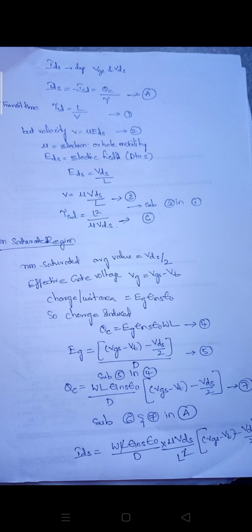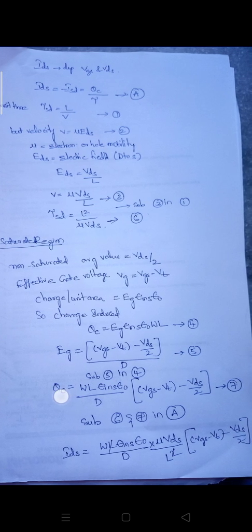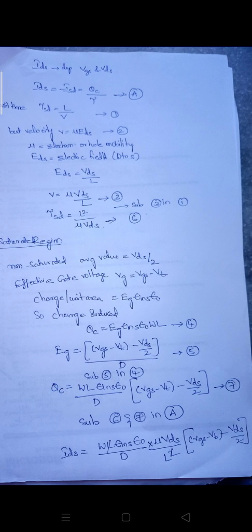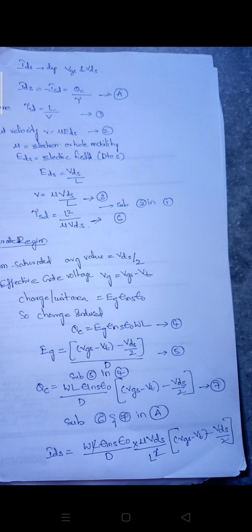That is, we are deriving the relation of current and voltage, IDS versus VDS. IDS is equal to QC by tau. We already got the QC equation here, and we have the tau relation, the sixth equation, tau is equal to L square by mu VDS. I am substituting the QC and tau in the IDS equation, that is IDS is equal to QC by tau, and I am getting IDS in terms of VDS.